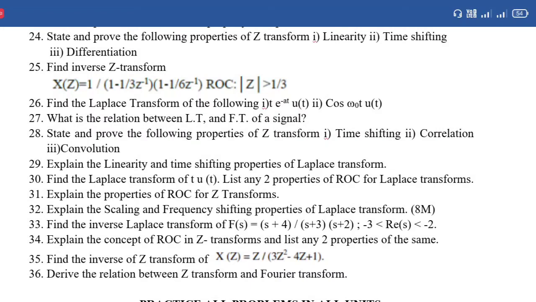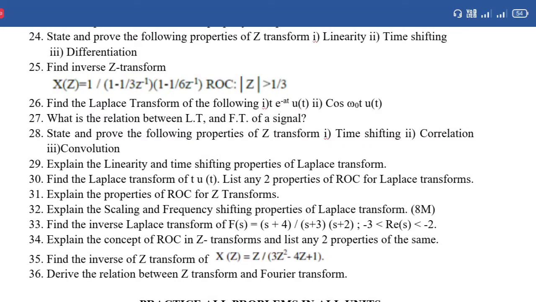Find the Laplace transform of the following: t into e power minus at into u of t, cos omega naught t into u of t. What is the relationship between LT and FT of the signals? State and prove the following properties of the Z transform: time shifting, correlation, convolution.